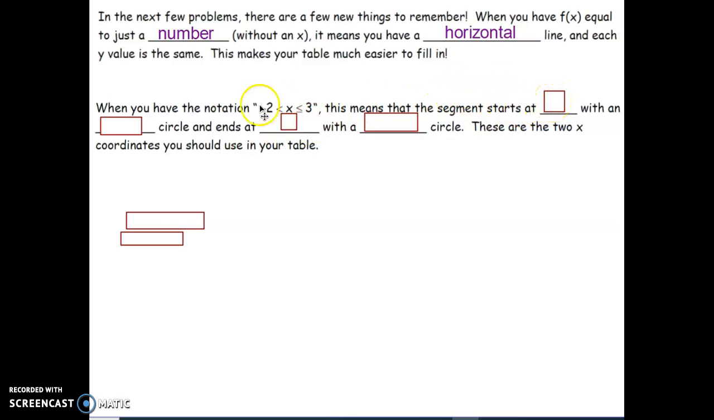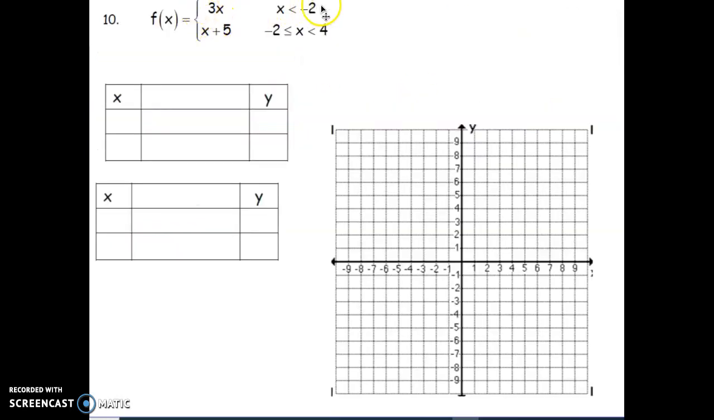All right, if I have something like this, -2 is less than x is less than or equal to 3, that means I have a starting point of -2. And see, that one's going to have an open circle because there's no equal to. But this one also has an ending point at 3, and this one is going to have a closed circle because of that equal to. So when I have something like this, I do not have freedom with what to put in my table. I have to put the starting point and the stopping point.